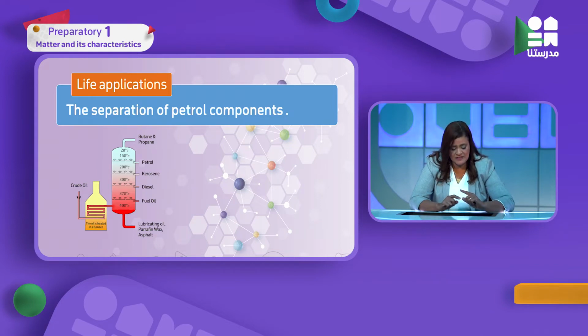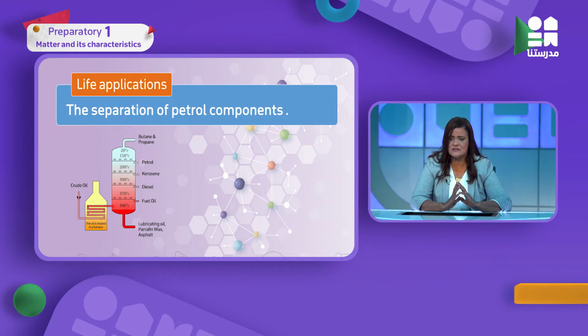For example here, the lowest temperature is butane and propane. Butane and propane boil at 20 degrees centigrade. From 20 to 150, you have butane and propane. I know quite well that you don't know what's meant by butane and propane. This is a type of oil derivative, a type of petrol oil.